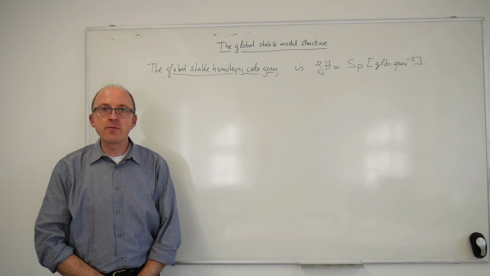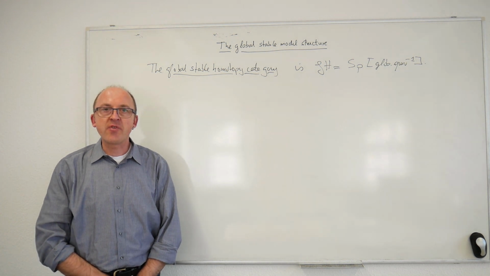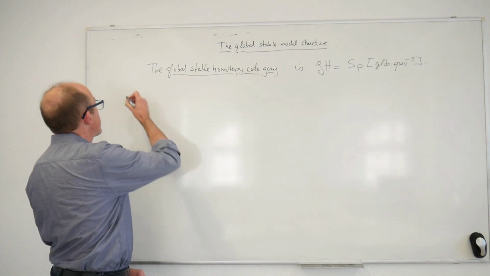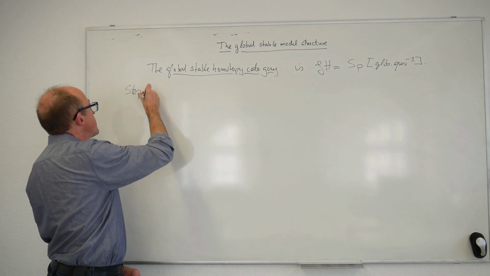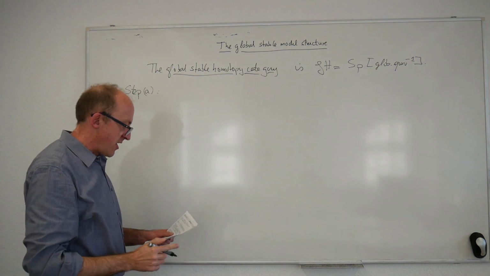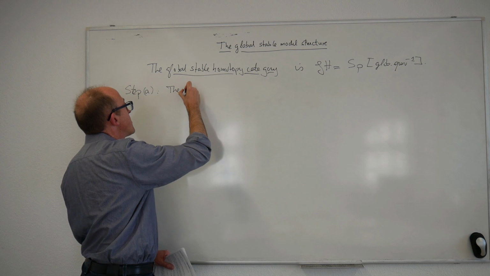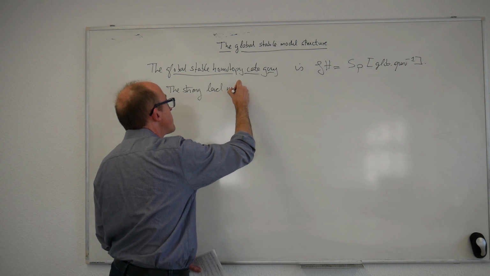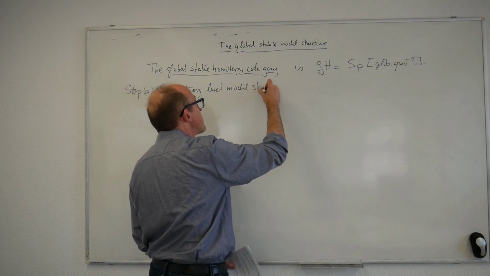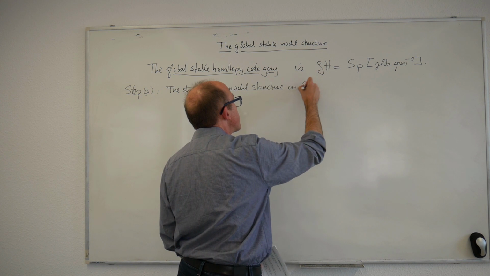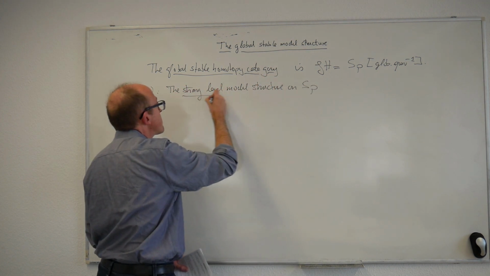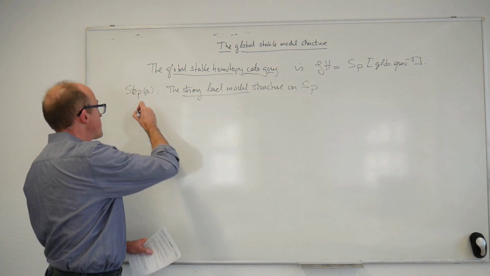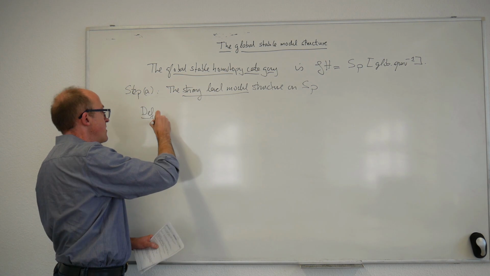I will now guide you through this procedure in our situation with the aim of establishing the global stable model structure on orthogonal spectra. The first step is a level model structure. In our situation, I call this the strong level model structure on orthogonal spectra. I have to introduce the weak equivalences and the fibrations in this model structure. So here is the relevant definition.